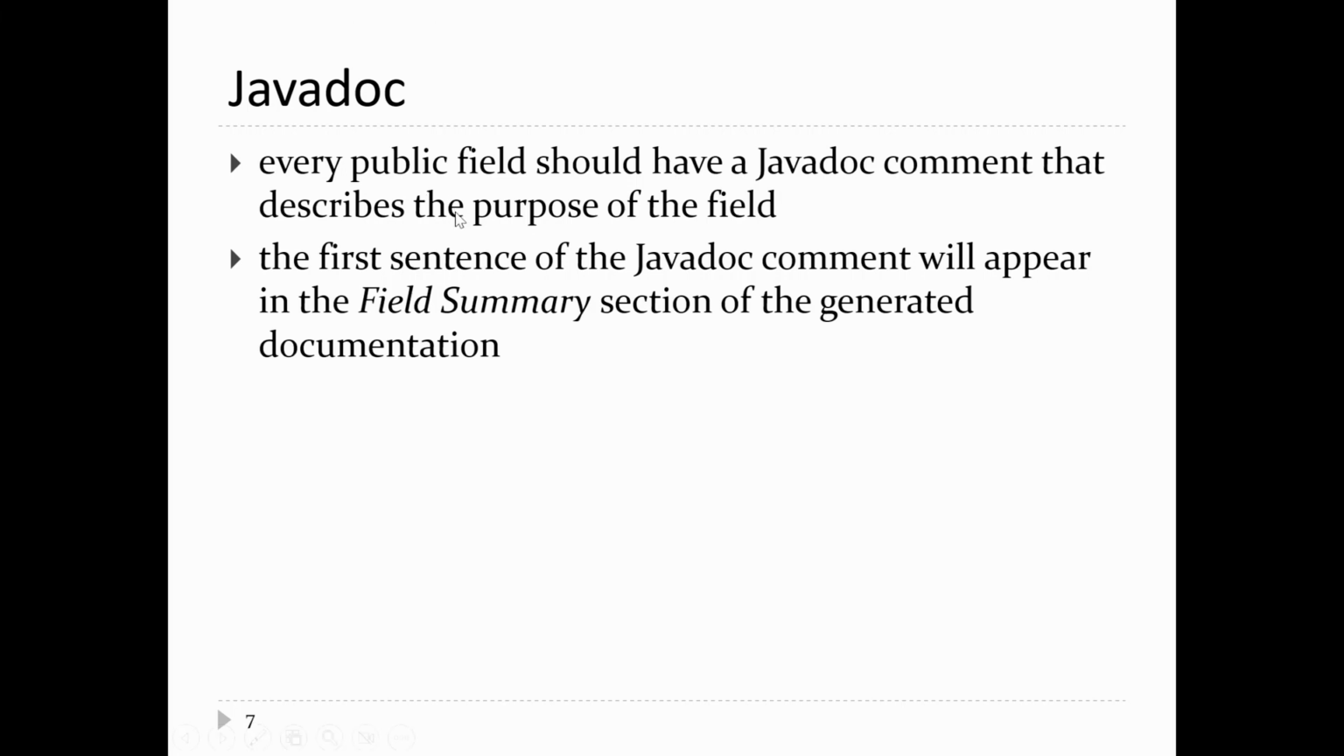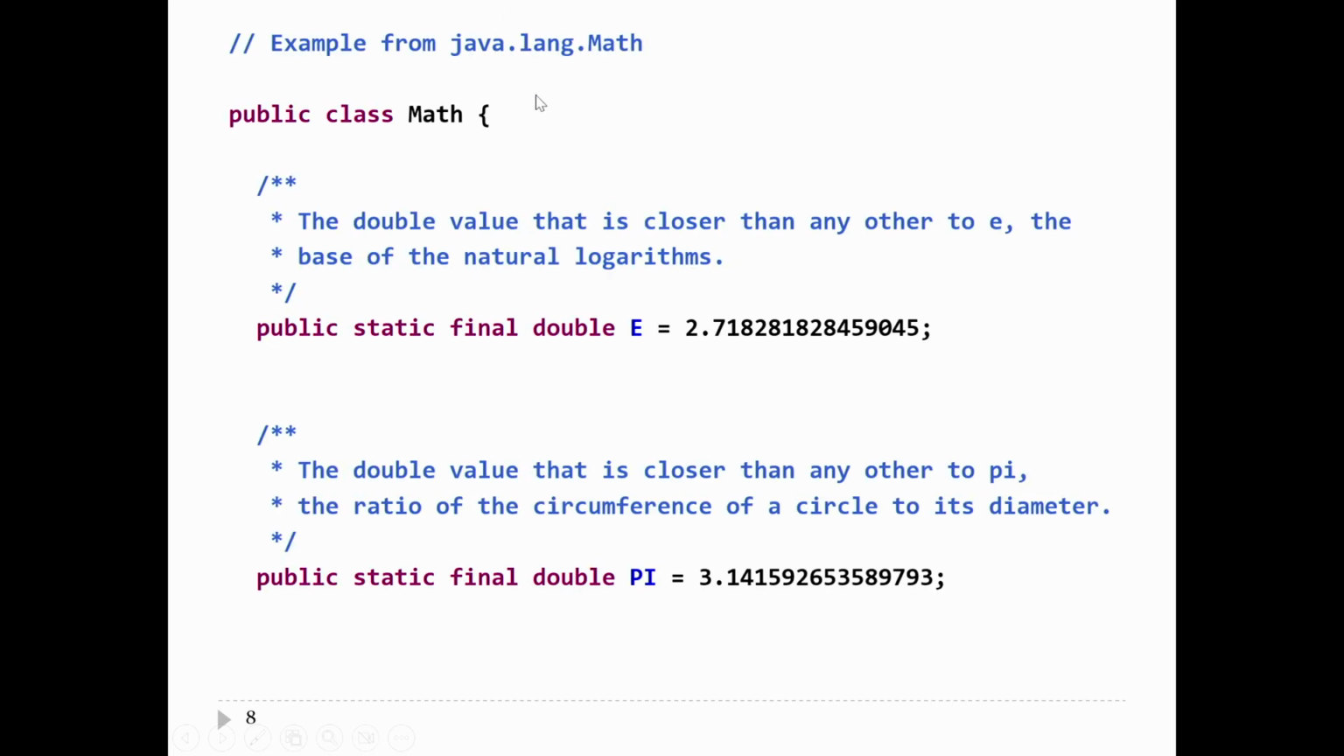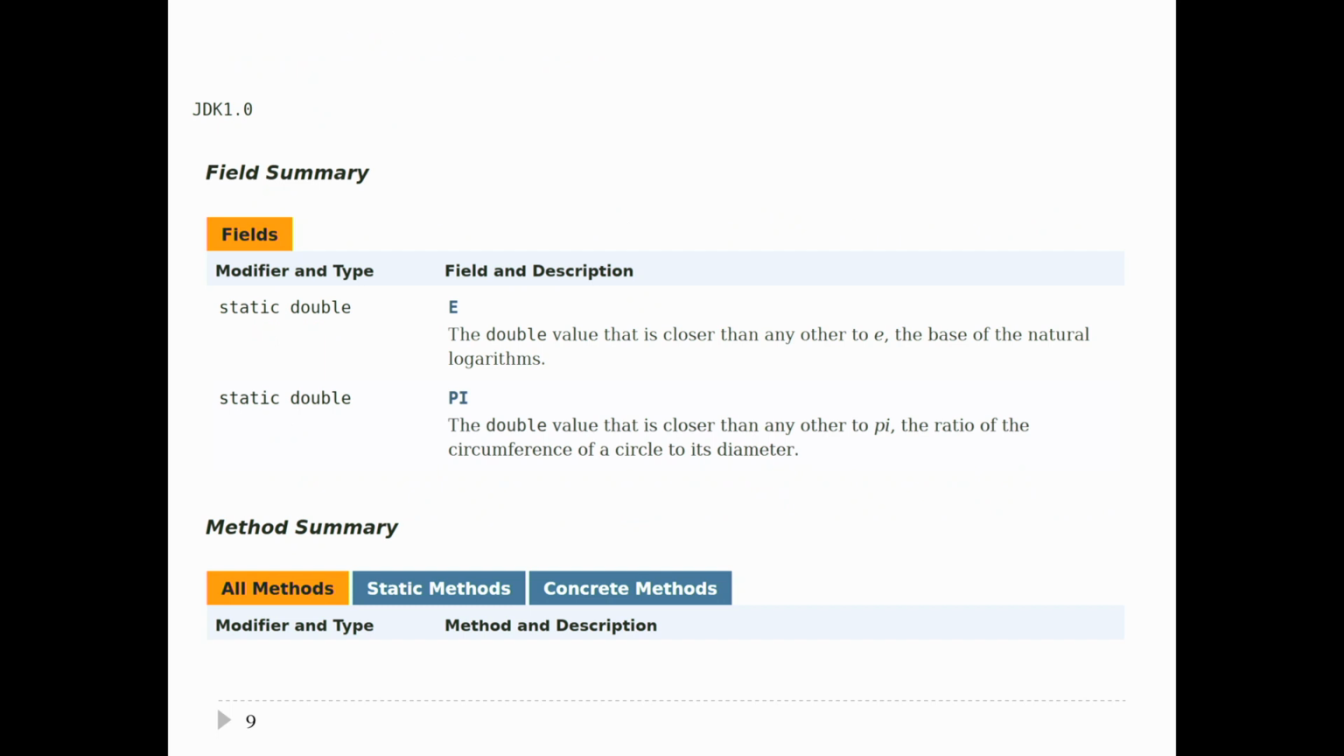Okay, if you have fields in your class and they're public, then you should Javadoc those as well. For example, the math class has a public field E and a public field pi. If you go and look at the source code for the math class, you'll see it has a Javadoc comment like that and a Javadoc comment like that for E and pi. When you run the Javadoc tool, those comments appear in the field summary section.